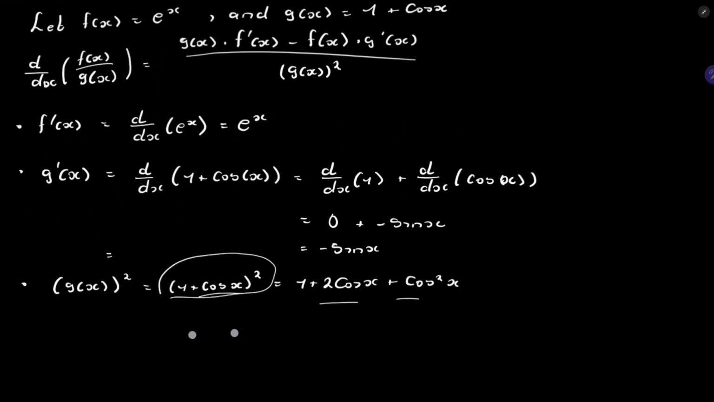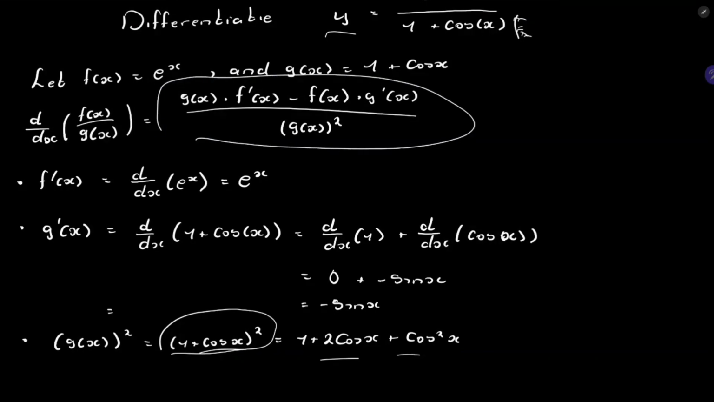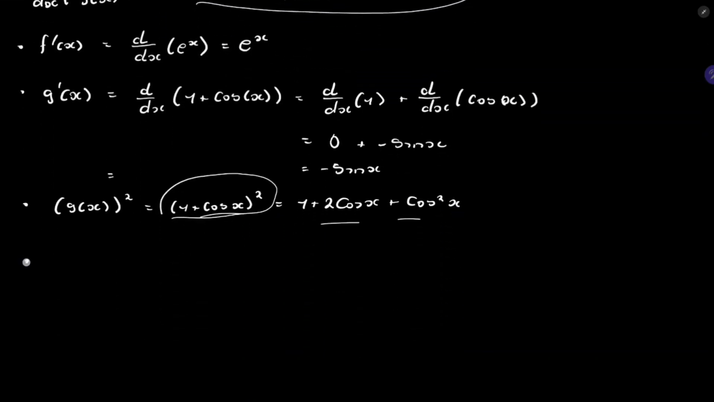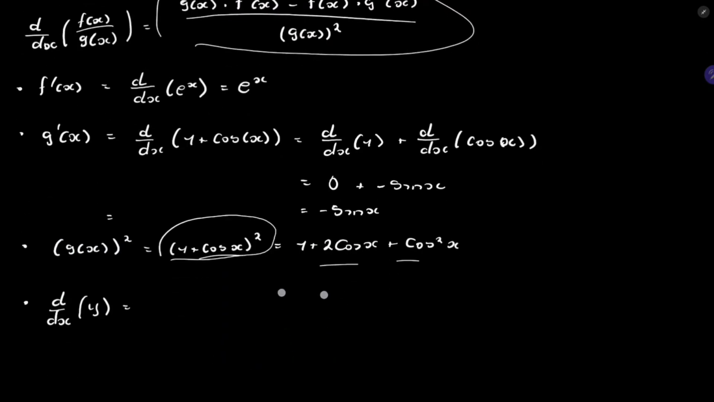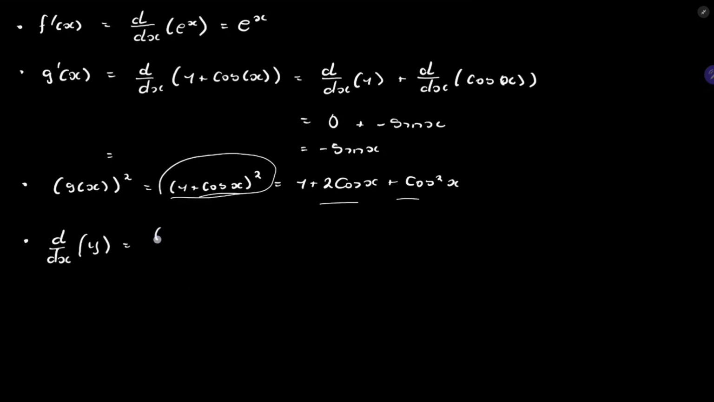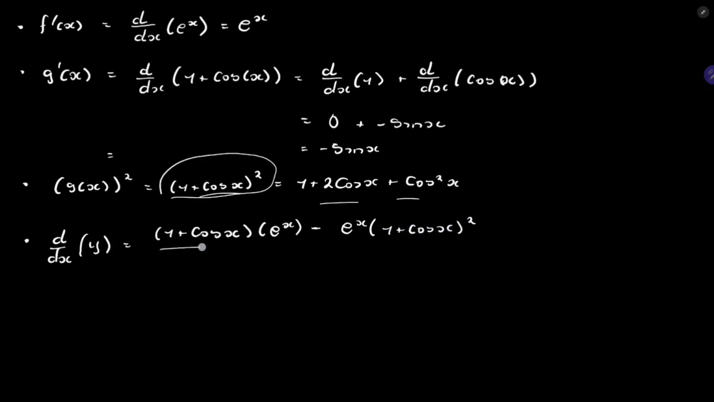So let's replace each term in our initial expression. The derivative with respect to x of our function y is equal to bottom g of x times f prime of x. What is g of x? G of x is the function 1 plus cos x times f prime of x, which is e to the x, minus top, which is e to the x, times the bottom, which is 1 plus cos x, all that squared, all divided by the square.